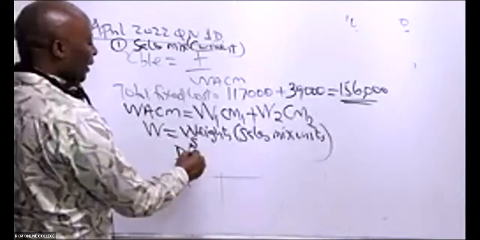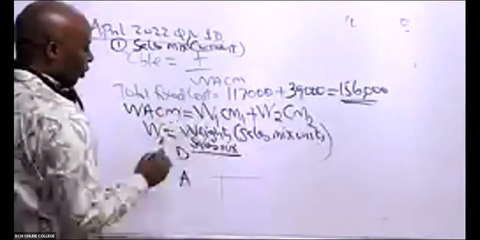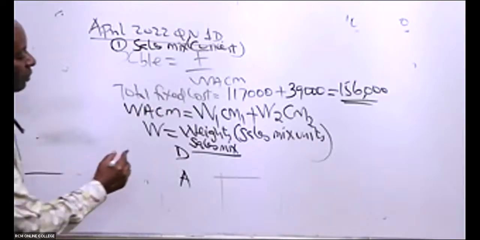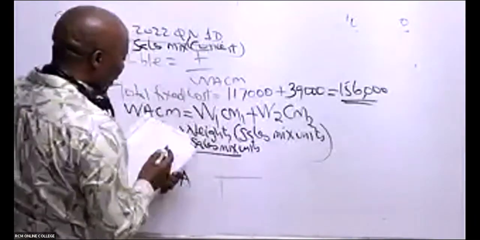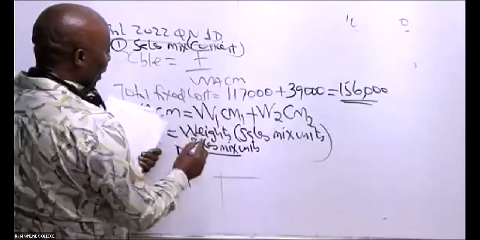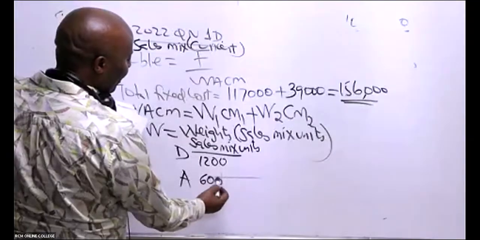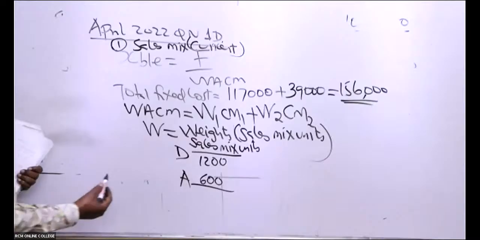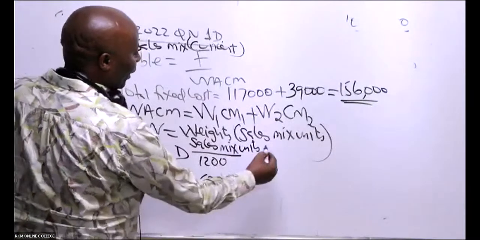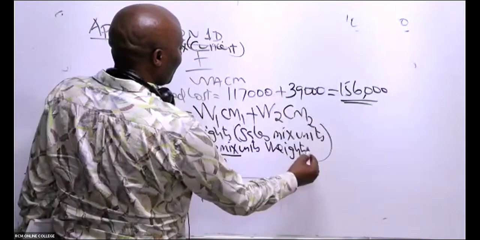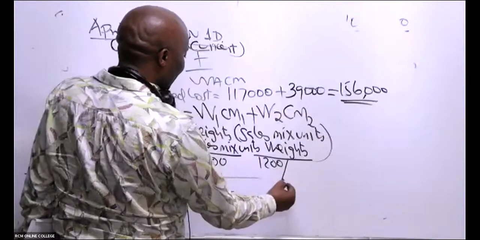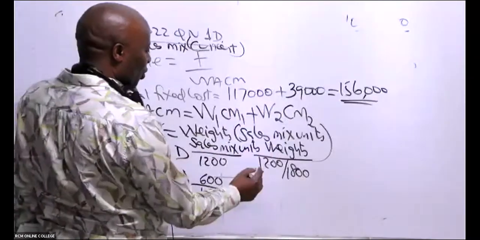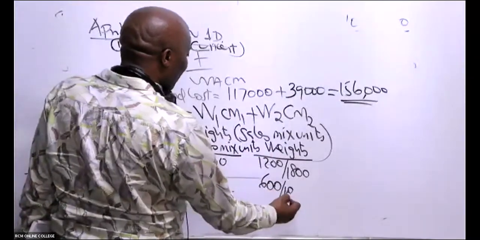Are you able to see their sales mix units? The very original one, I can see there 1,200 and what here somebody? 600. Giving me what total? 1,800. Therefore the weights. So the weight of D will be 1,200 over 1,800. If you round off, it will cause problems, so leave it as a fraction. This one will be 600 over what here somebody?